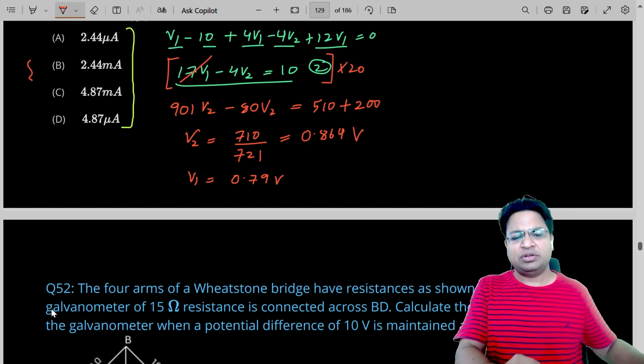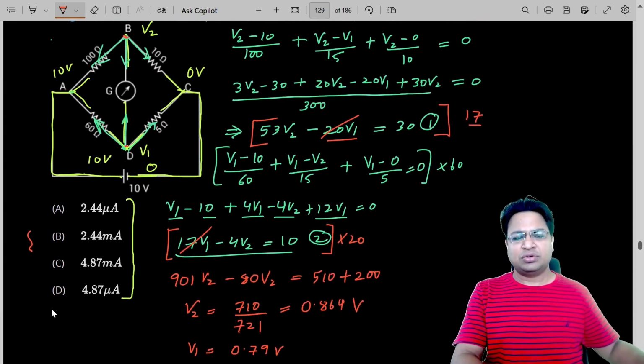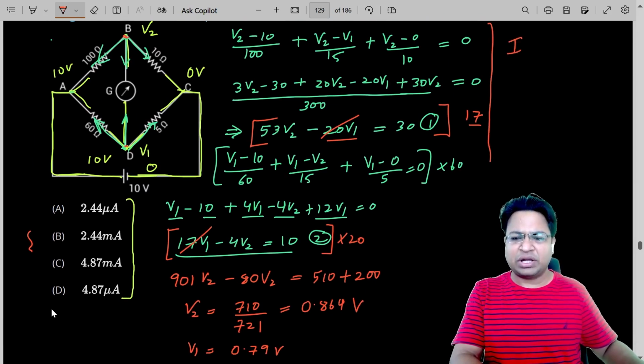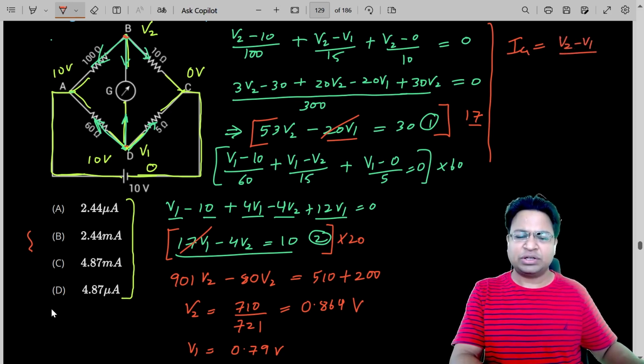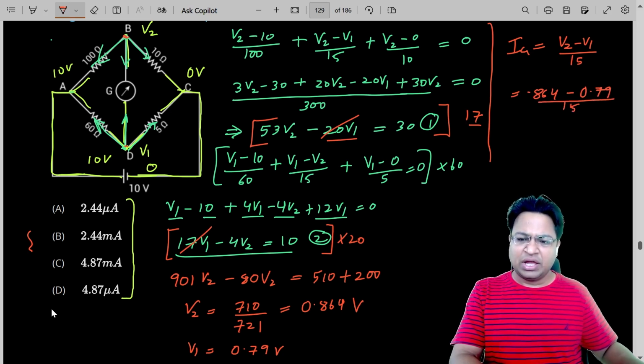So next, you've got the value of V1, you've got the value of V2. That means you know this point, you know this. So it's easy to find out the current through the galvanometer now. Let me do it here. The current through the galvanometer now would be V2 seems more than V1, so V2 minus V1. So we also know that the current in the galvanometer will be in the downward direction, divided by 15. So that will become 0.864 minus 0.79 divided by 15. And this will be close to 4.8 something something milliampere.